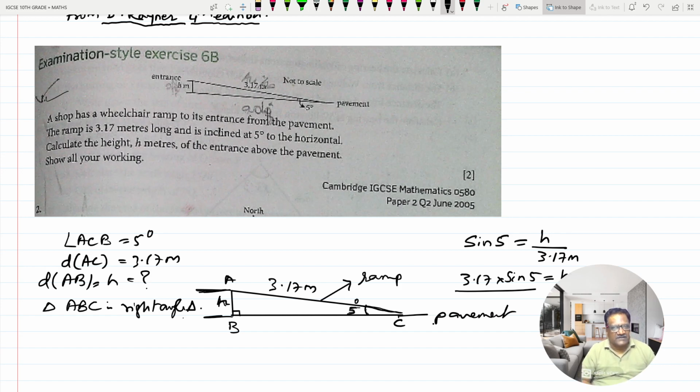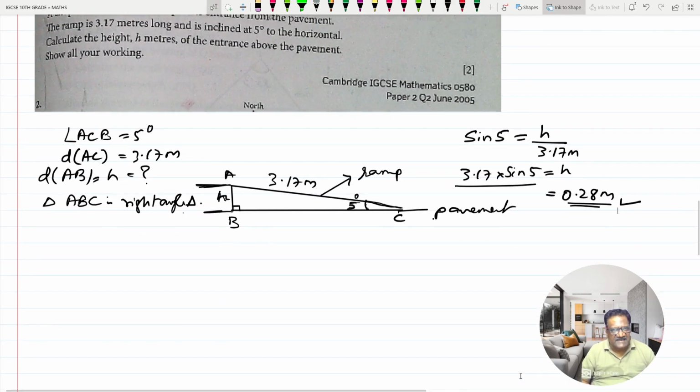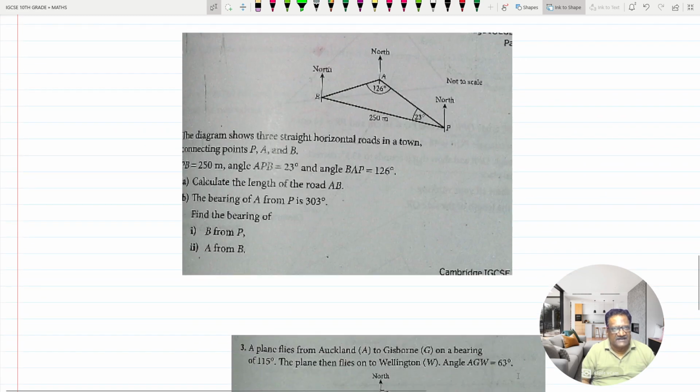Now let us go for the second question. Second question on the screen is this one. This is your question number 2. Now this particular question, you can see that a diagram is also given to you.